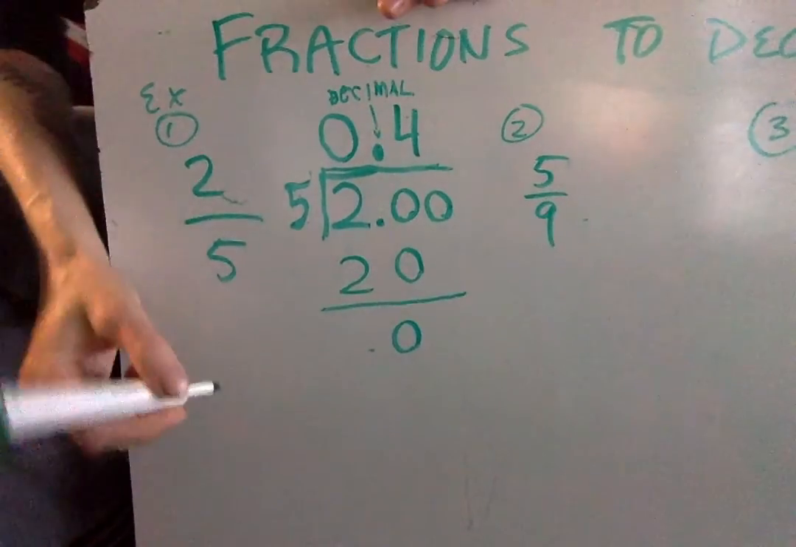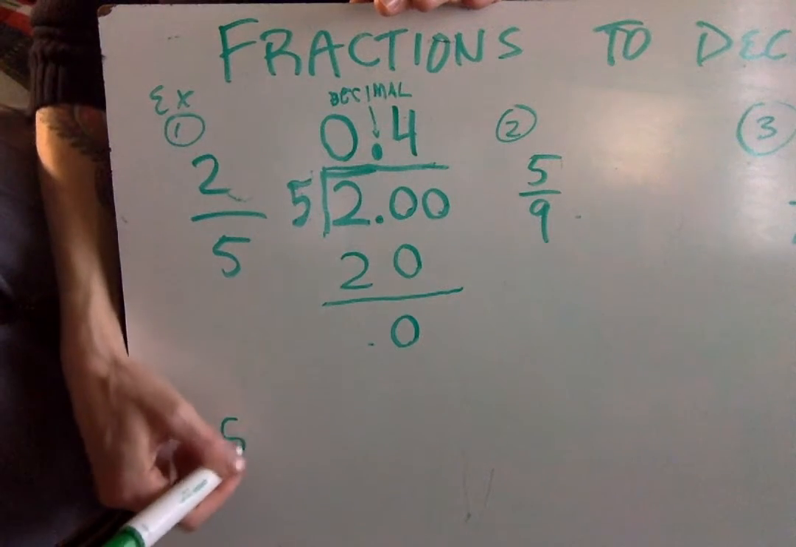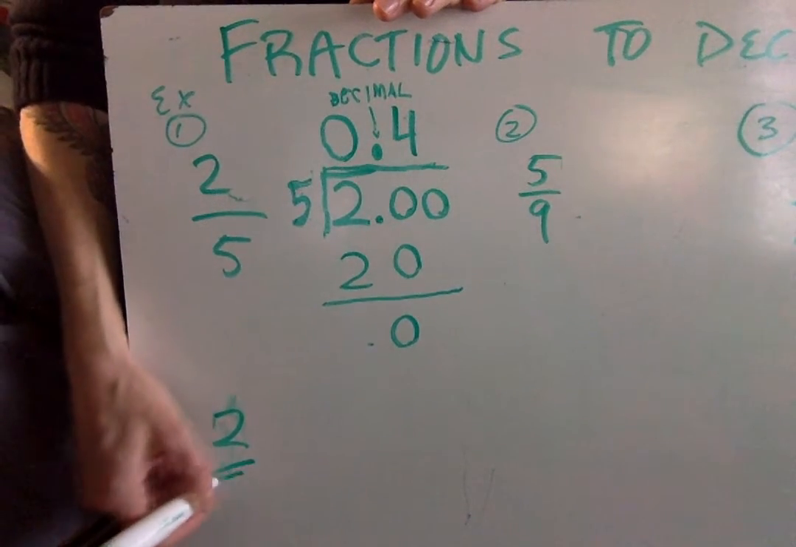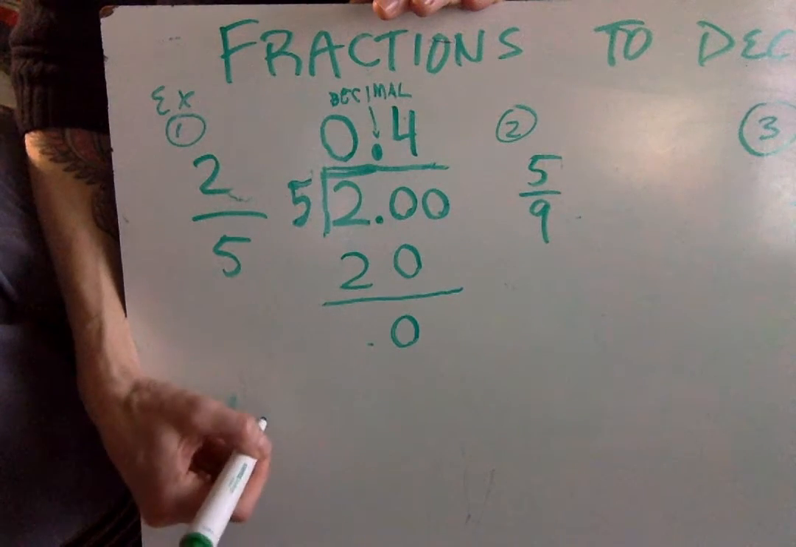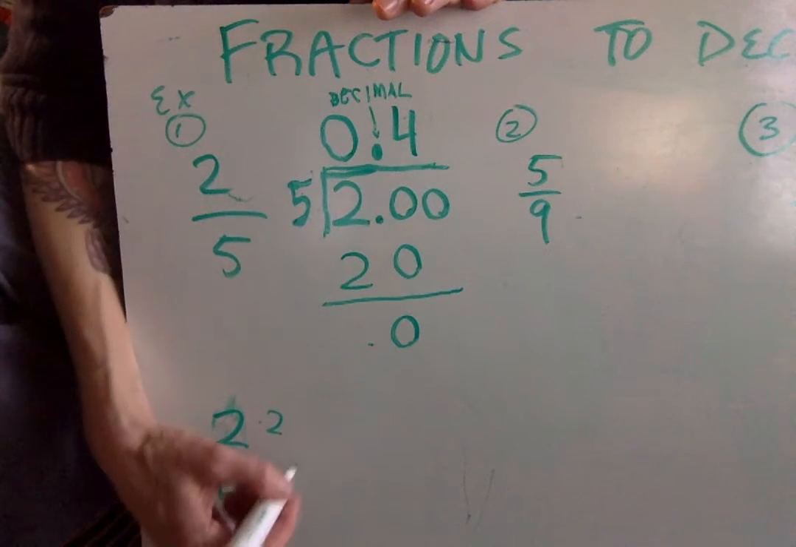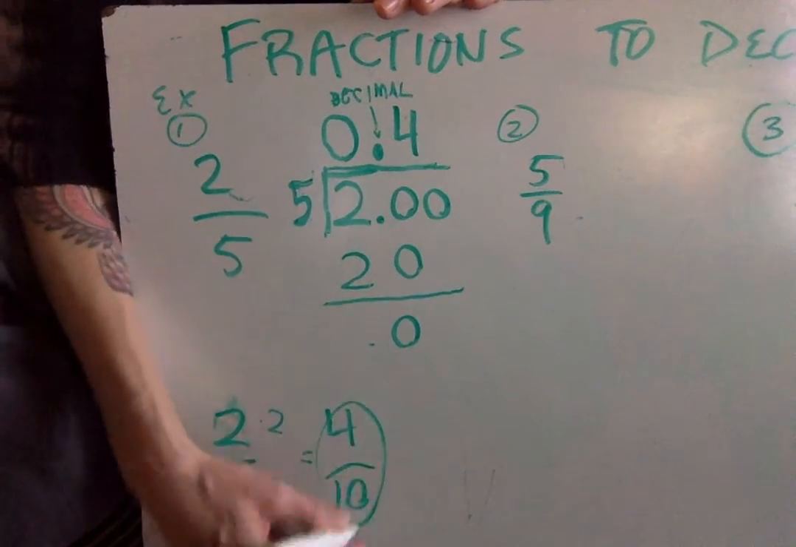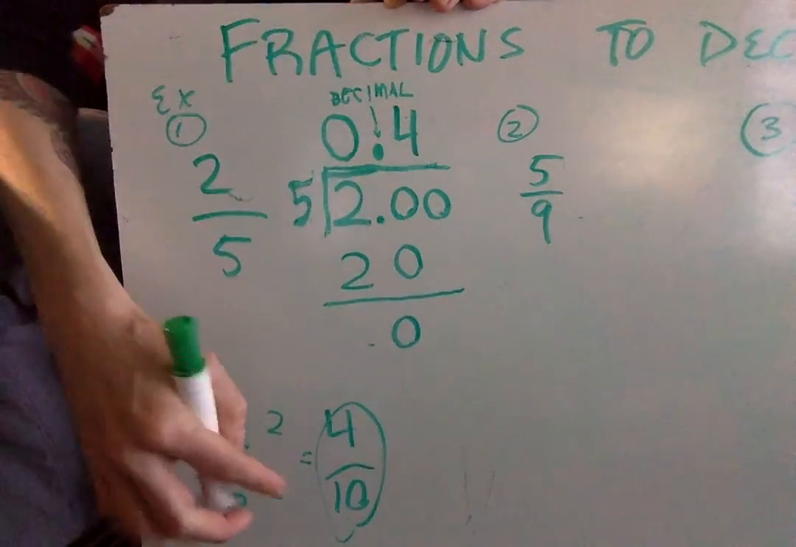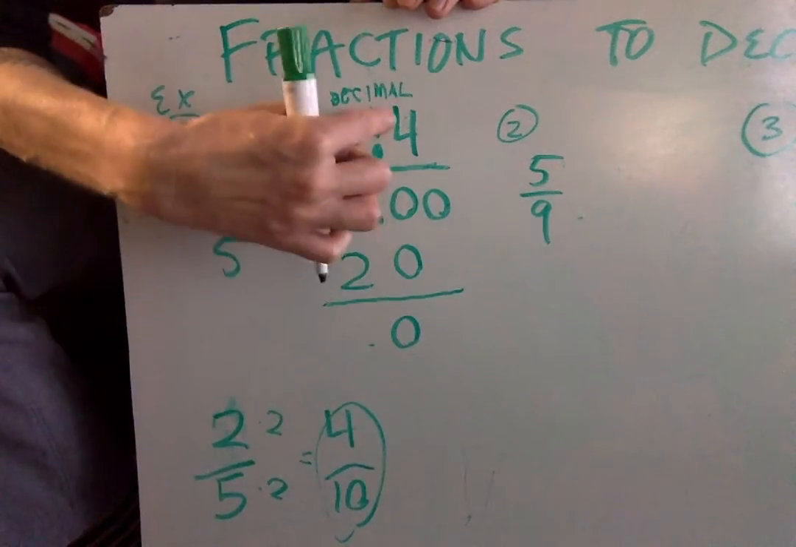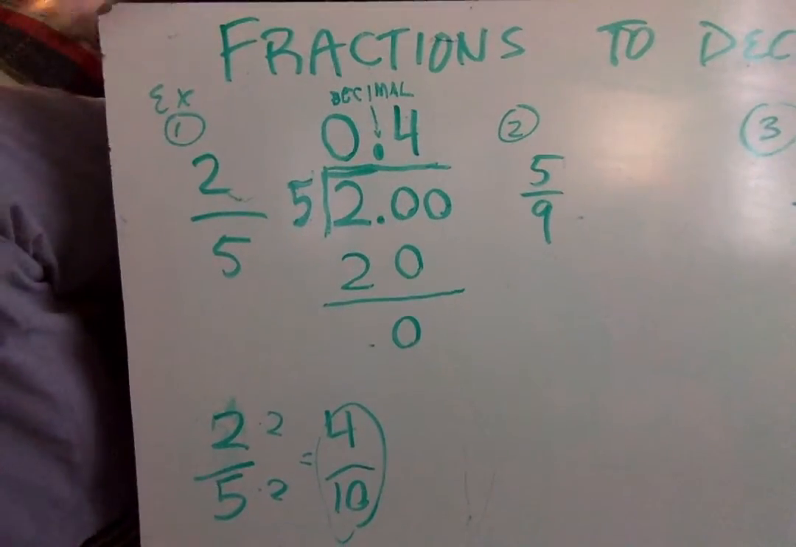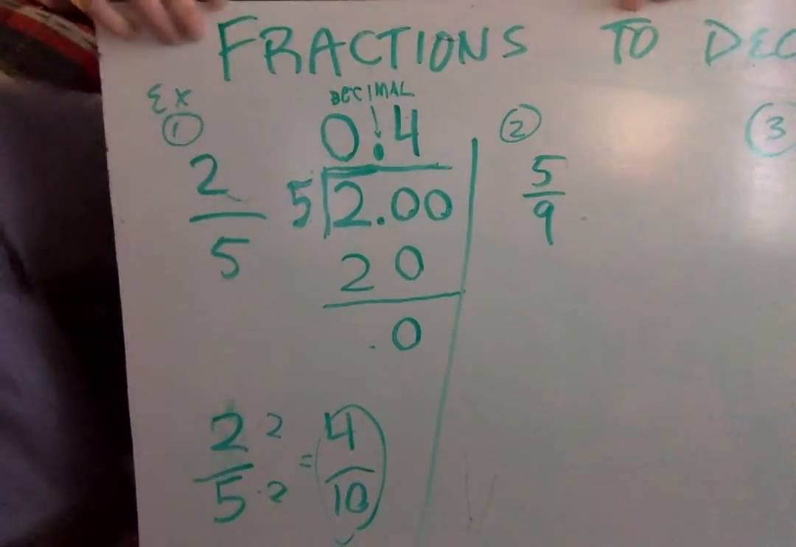And some people might know that because if I go down here, 2/5, you can multiply tops and bottom by 2, and that's the same as 4/10. And a tenth is a tenth. So you might be able to recognize that. Okay? All right. Let's go to the next one.